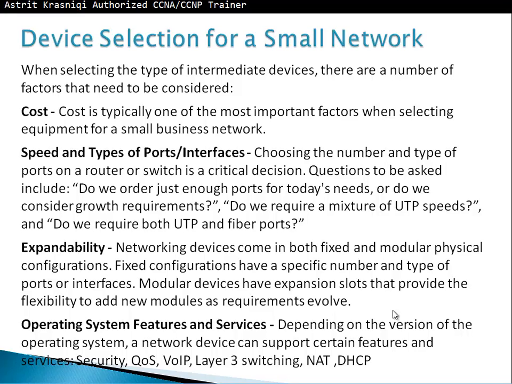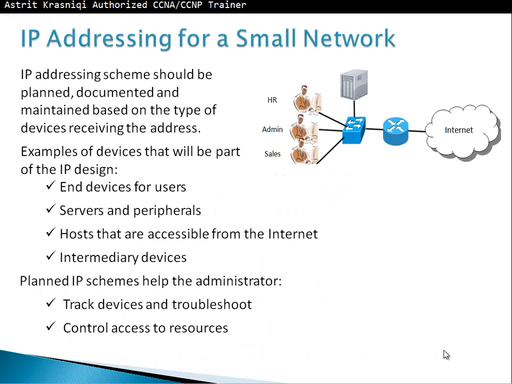Then we have expandability. Network devices come in both fixed and modular physical configurations. Fixed configurations have a specific number and type of ports or interfaces. Modular devices have expansion slots that provide the flexibility to add new modules as requirements evolve. Operating system, features and services. Depending on the version of the operating system, a network device can support certain features and services, like security, quality of service, voice over IP, layer 3 switching, NAT, DHCP, and so on.